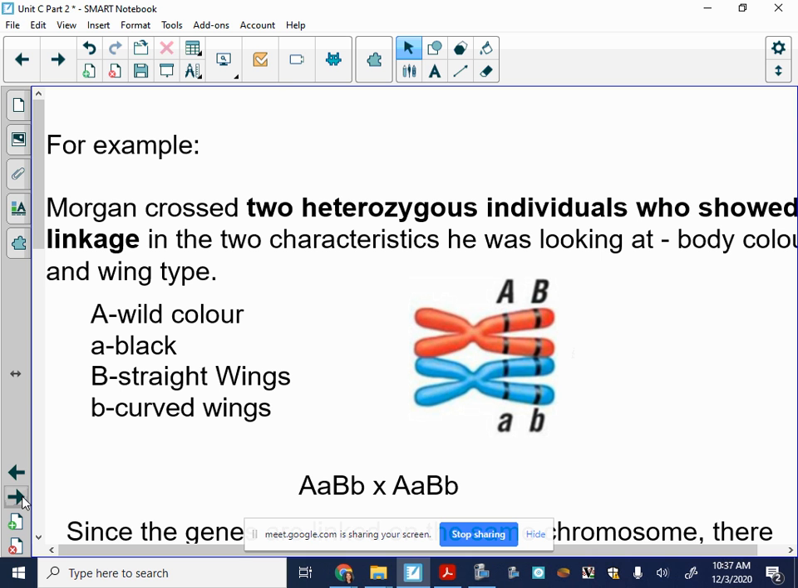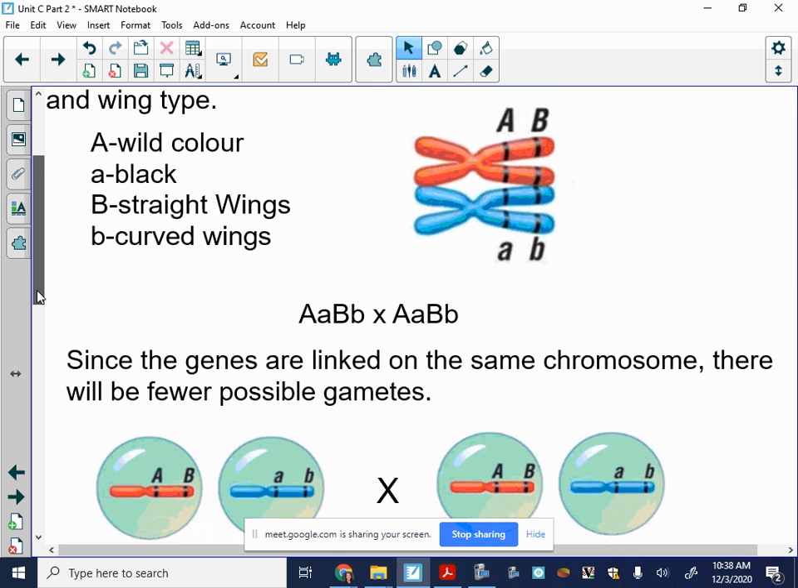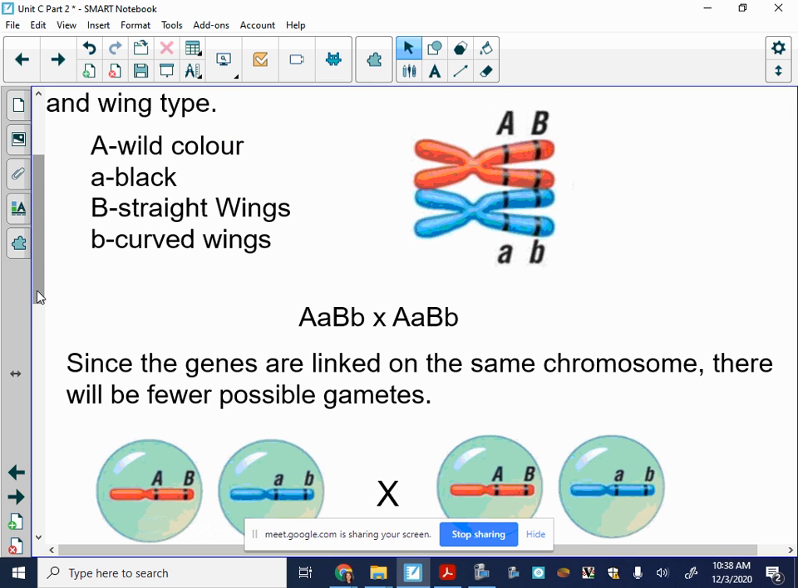I'll use the fruit fly example again to show you how he did this. He crossed two heterozygous individuals who showed linkage in the two characteristics he was looking at. Big A is like the color of them, wild color and black, and then how their wings looked, whether they were straight wings or curved wings. So he took two individuals, one homozygous dominant, wild color with straight wings, and one black with curved wings.